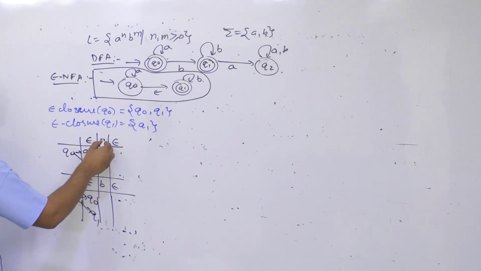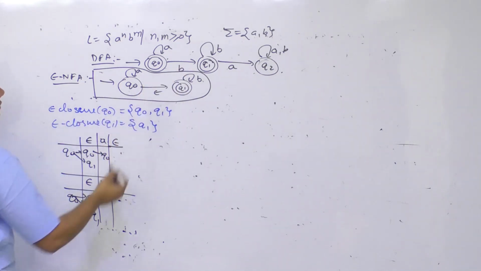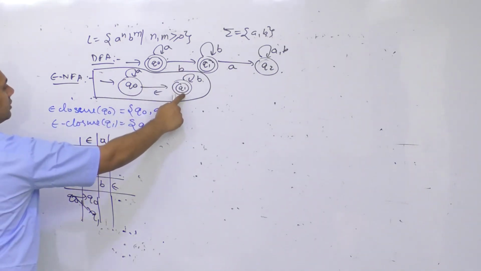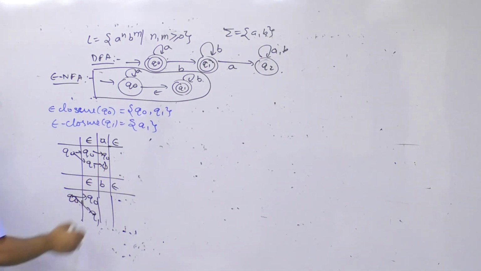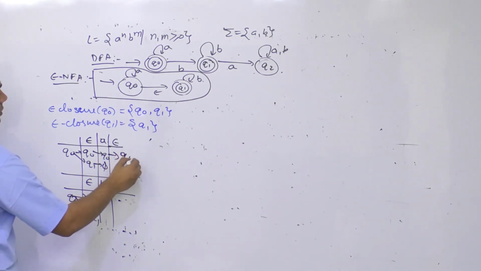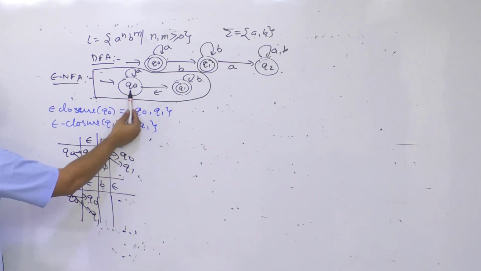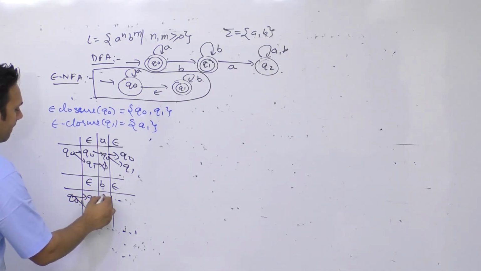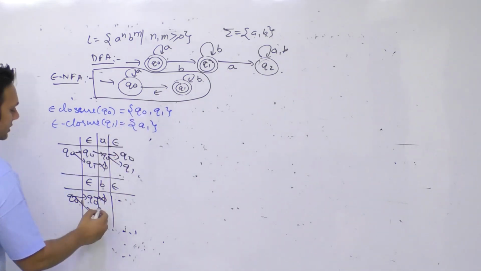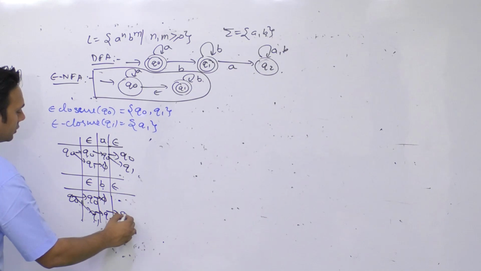In Q0, if you are looking at a symbol A, you are going to Q0 itself. In Q1, if you are looking at a symbol A, you are not going anywhere. And again the epsilon closure of Q0 is Q0 and Q1. And for Q0, if you are looking at a symbol B, you are not going anywhere. And in Q1, if you are looking at a symbol B, you are going to Q1 only. And again the epsilon closure of Q1 is Q1. Okay.